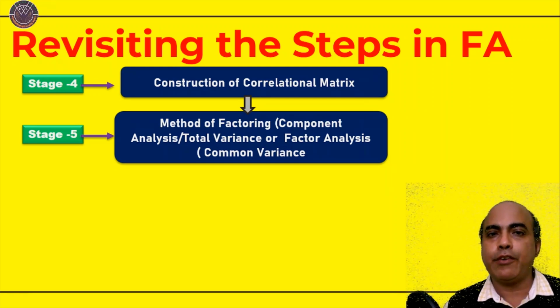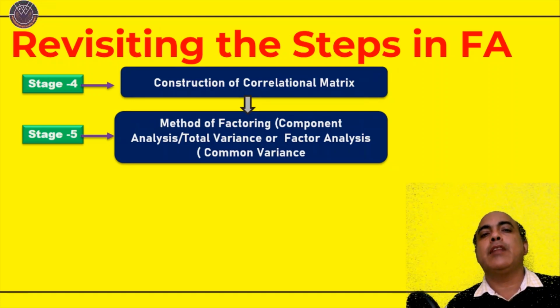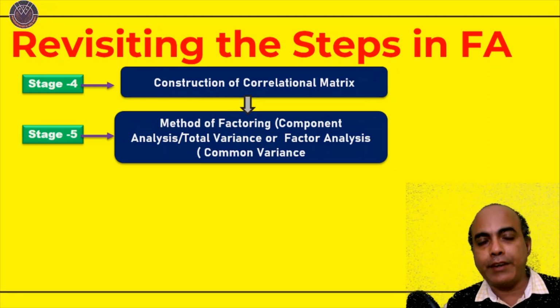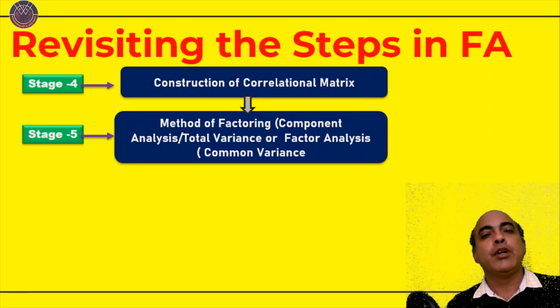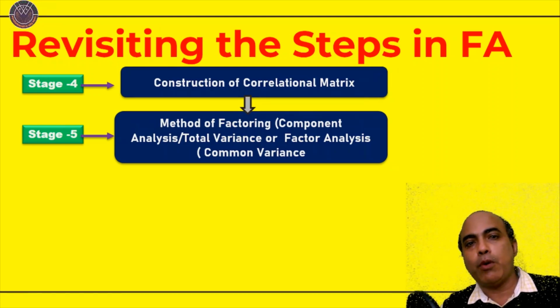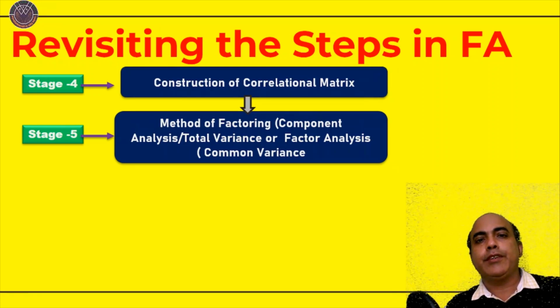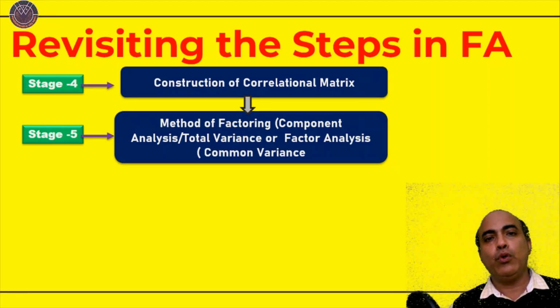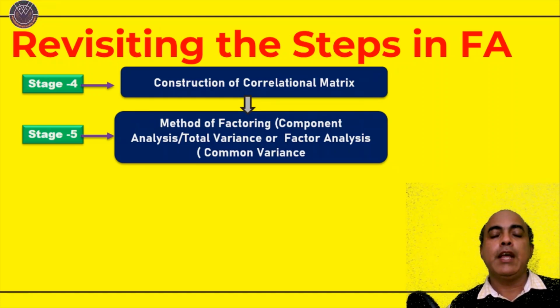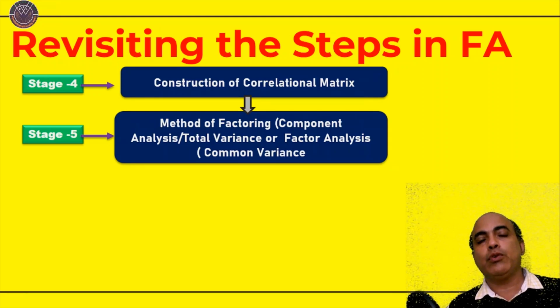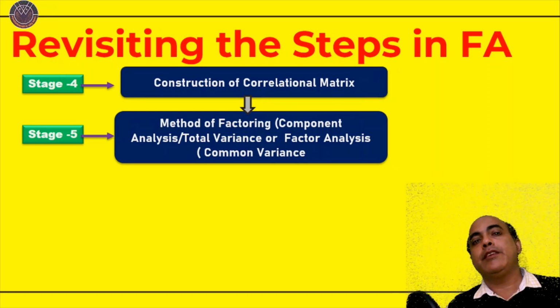In the next stage, we can decide on the method of factoring. I told you there are several methods of factoring, like principal component analysis, principal factor analysis, common factor analysis, canonical factor analysis, and image factoring. The most common ones are principal component analysis and common factor analysis. As I already explained, principal component analysis takes into consideration the unique variance as well as common variance as well as error variance, and tries to extract those factors which are responsible for maximum variance in that set of variables. First you extract those factors which are responsible for maximum variance, and then we go for the second cycle and continue like that.